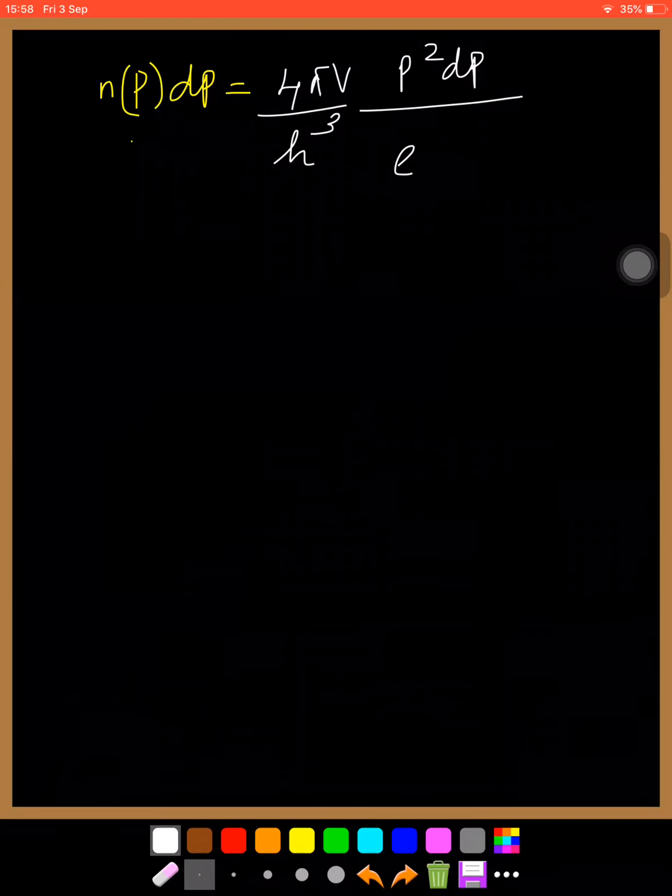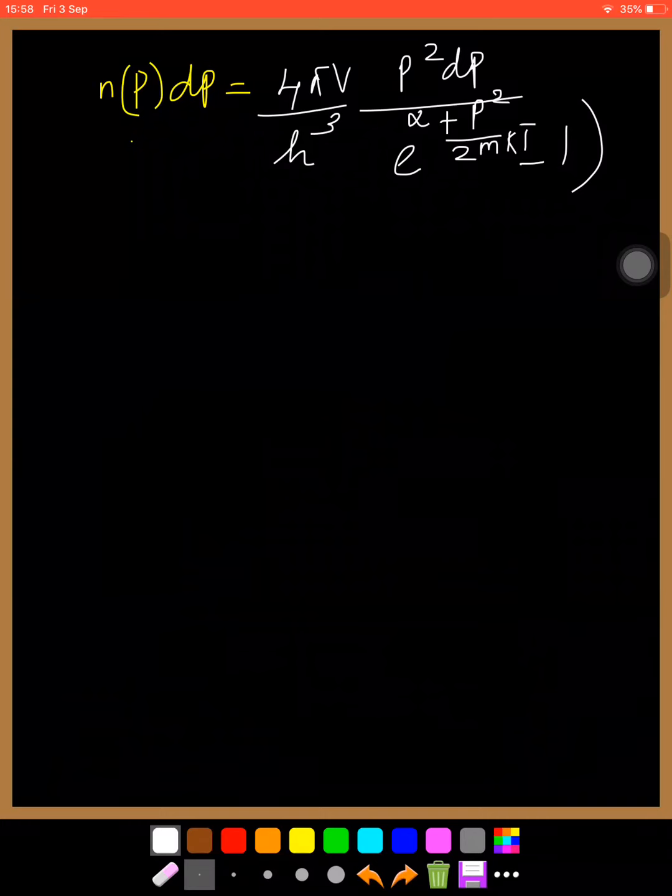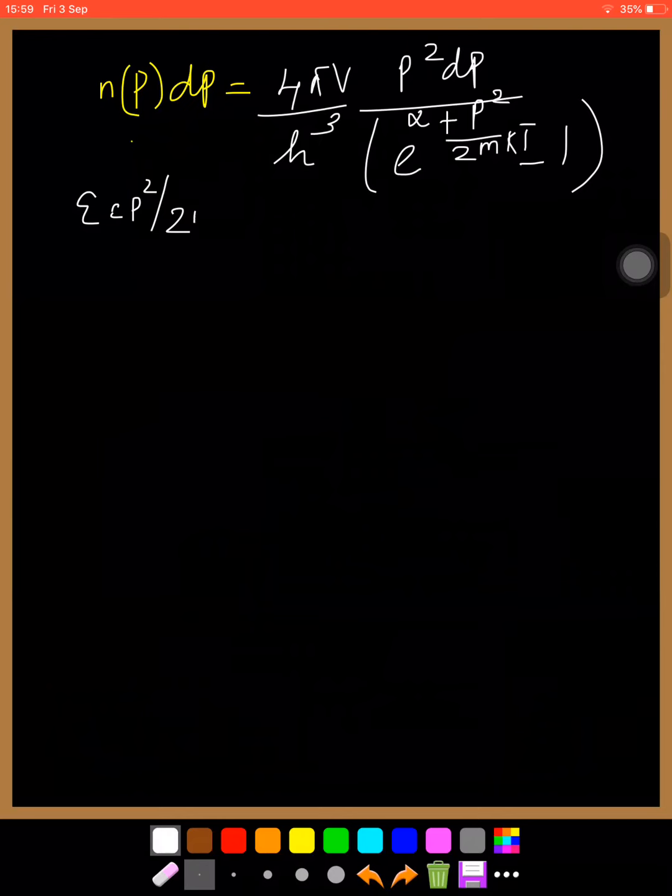So what we have is this equation: N(p) dp is equal to 4 pi V by h cube, p square dp divided by e raised to alpha plus p square by 2m into beta. Beta is 1 by kT. This is kT, minus 1, and E is equal to p square by 2m.